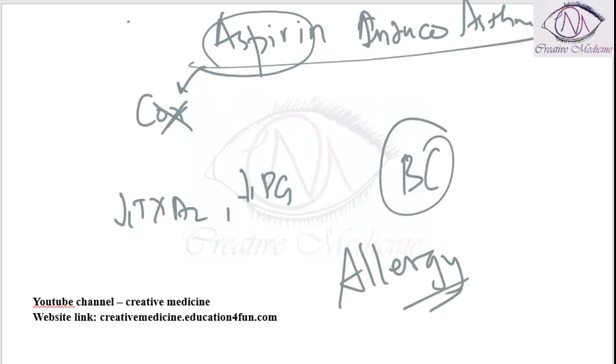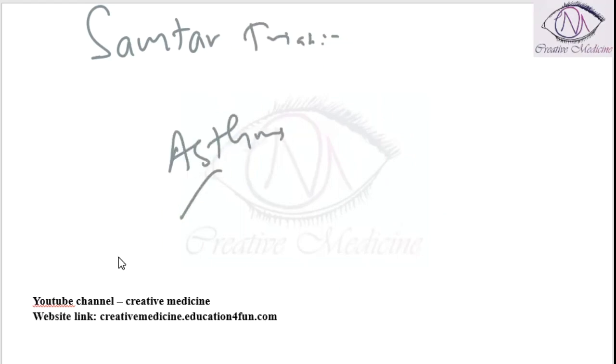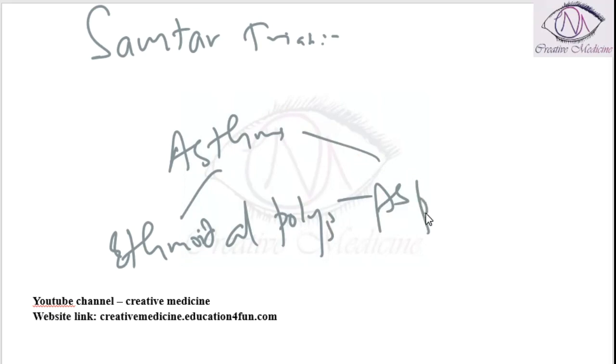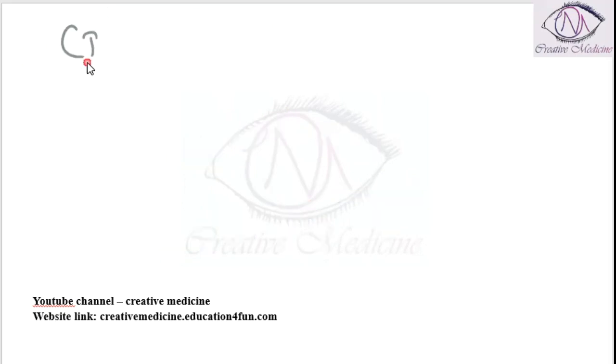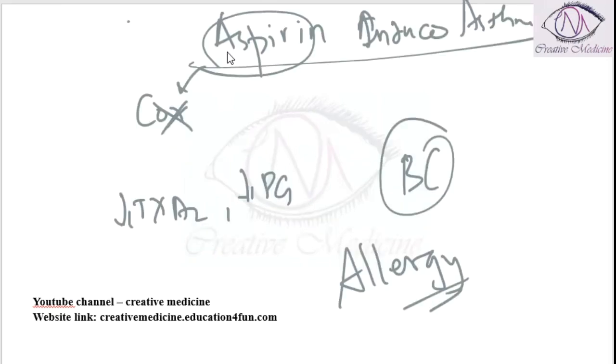So in aspirin sensitivity there is a triad which is called Samter's triad. According to Samter's triad, we have asthma, then we have ethmoidal polyps, and aspirin sensitivity is also seen in this triad. Then, contraindications: because of that, aspirin is contraindicated in asthma.